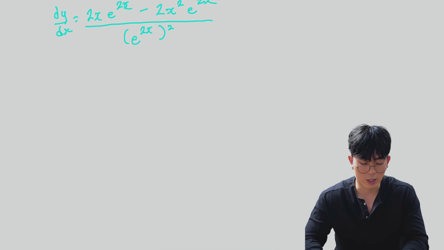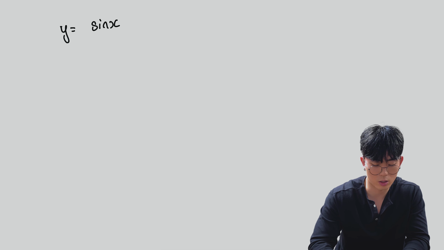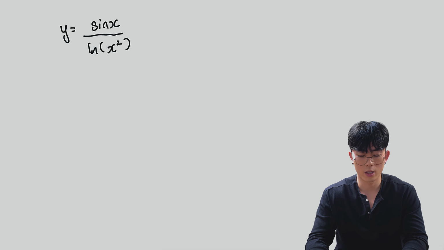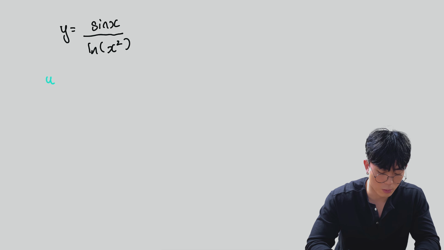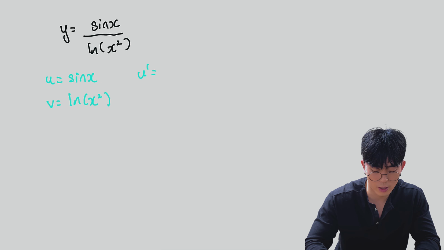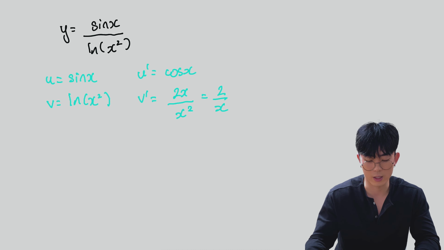Right, let's try another example here. So let's try, say I want to differentiate y is equal to sine x over ln x squared, like this, okay? So it's a fraction, so we know we should be using the quotient rule. Our u is the numerator, in this case sine x. Our v is the denominator, so ln x squared. We differentiate each one separately, so differentiating sine x, we get cos x. Differentiating ln x squared is going to be x squared on the bottom. We differentiate x squared, gives us 2x, so I can cancel that out to be 2 over x, like this.